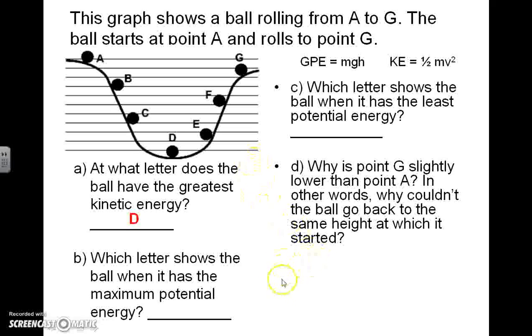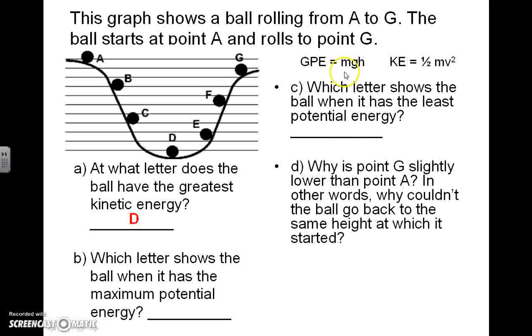The next question says, which letter shows the ball when it has the maximum potential energy? Okay, so for that, you want to look at the gravitational potential energy equation. Notice that mass and height both determine how much gravitational potential energy something has, as well as the acceleration due to gravity. But since we're assuming this is on Earth, that gravity would be constant. It would be 9.8 meters per second squared.